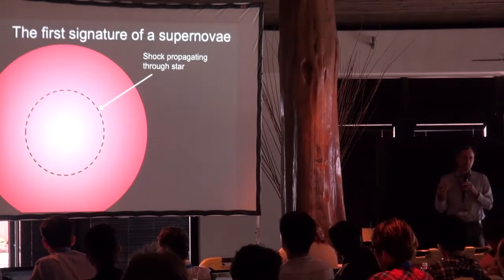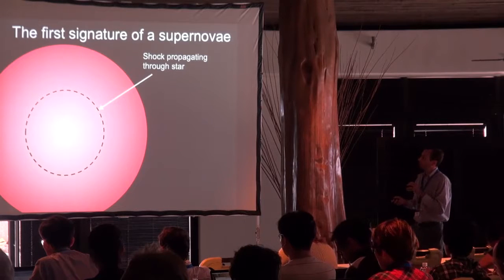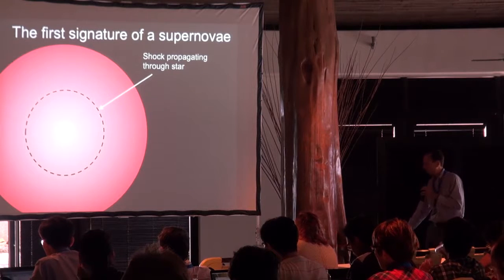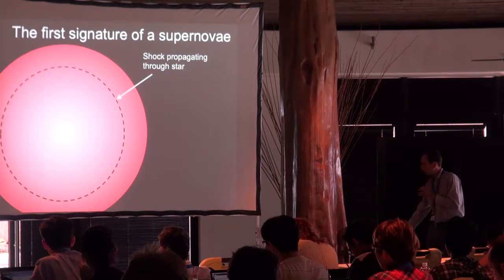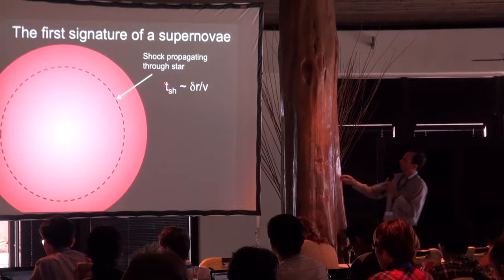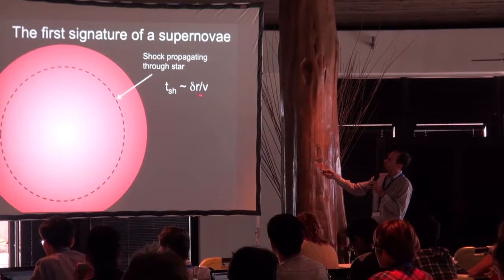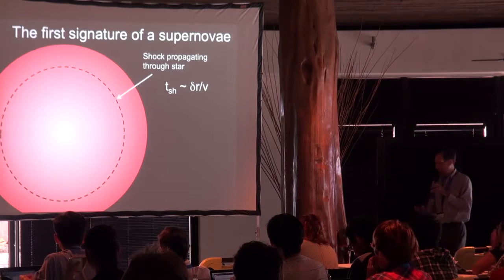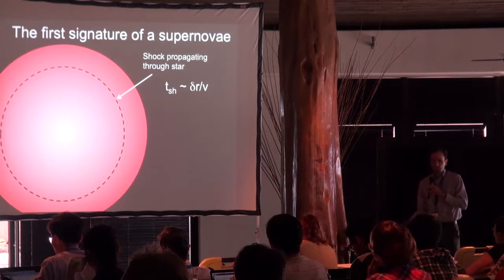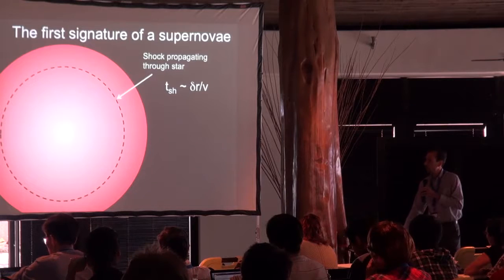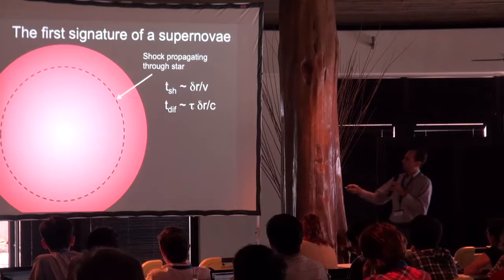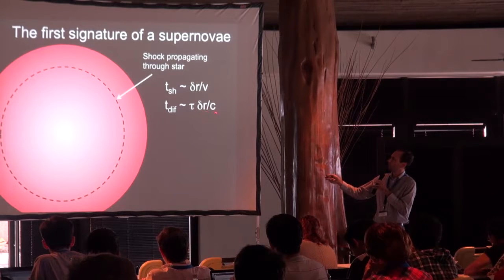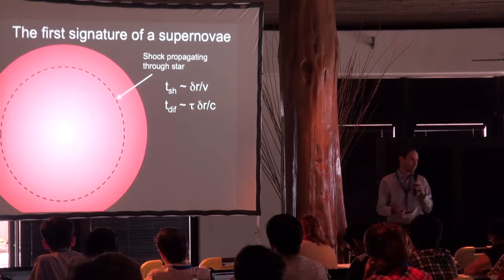So what do we see when we first see a star explode? What you have is a shock propagating through the star from the inside out toward the surface. At any given time, the time it takes a shock to cover some distance delta r is just going to be that distance divided by the speed of the shock. At the same time, there are the photons that are powering that shock forward. And the time it takes those photons to diffuse across that same distance is just going to be the light travel time across that distance times the optical depth.